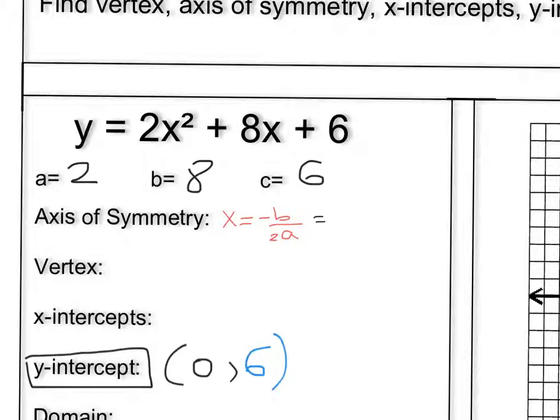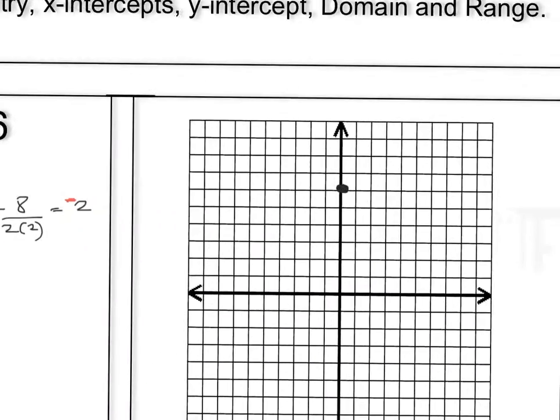So negative 8 over 2 times 2, which is a 4. So negative 8 divided by a 4 is going to be a negative 2. Now, x equals negative 2 is going to be the axis of symmetry. So let's go ahead, move over, and let's graph this line, x equals negative 2. So remember, the vertex is going to be on this line.